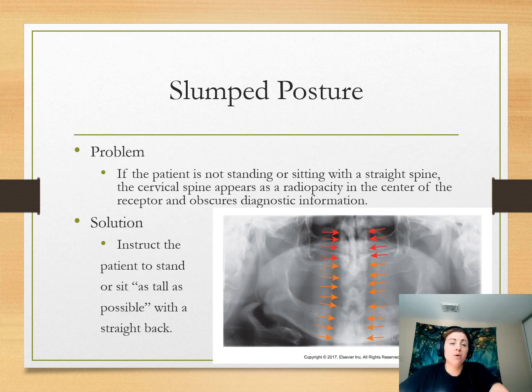He's fine. So this problem is if your patient is slumped. If they're slumped forward like this, then they will have this giant white smudge right in the center. This is their spine. This is where the spine actually is, but it's usually not in the middle of our focal trough, so we usually don't have to worry about this. But we do here. This patient also doesn't have any teeth, so that's why you're not seeing any teeth back here. They just don't have any. So the problem here is that they're slumped, and the solution is to have them sit up straight so that their spine doesn't get in the way when we take this image.